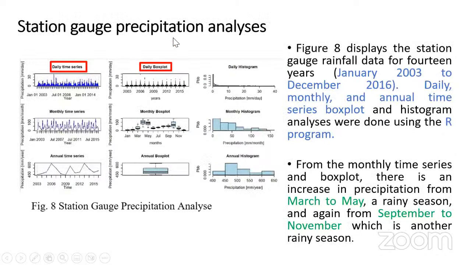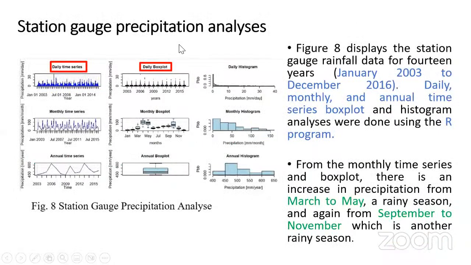If we go and look at the statistical analysis, like station gauge precipitation, we have done monthly time series data and annual time series data. If we look at monthly, we can see that from March to May there is a rise in the precipitation, and again from September to November there is another rise. So for the monthly time series and box plots, there is an increase in precipitation from March to May, which is one rainy season, because we have said we have two rainy seasons. One is here, and the other one starts in September.